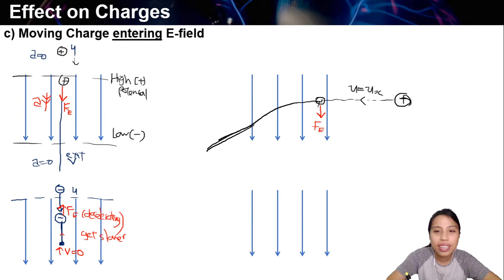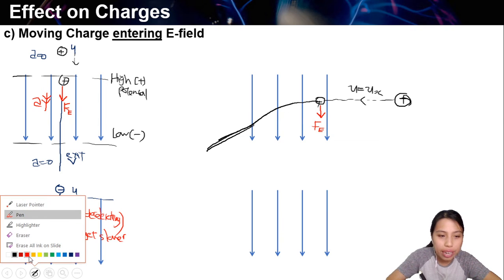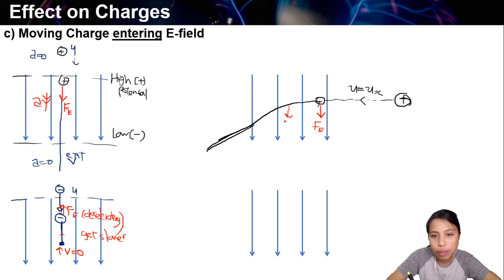Wow, so many lines. So it's going to curve, because everywhere it is inside the field, it is experiencing an electric force pulling it down. Electric force pulling it down. And no more electric force outside.